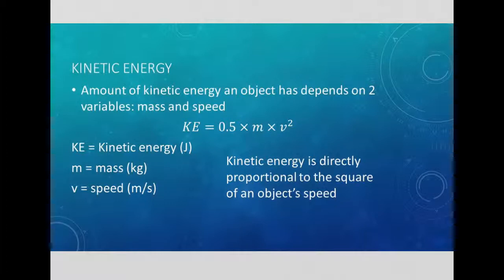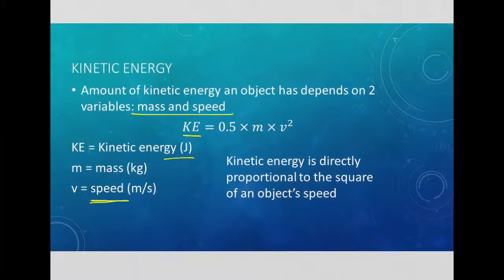Kinetic energy will depend on basically two variables, mass and speed. So while potential energy depended on mass and height, this is mass and speed. And so here is the equation for kinetic energy. We have KE, and notice similar to potential energy, we're using all capitals here, is equal to 0.5 times mass times velocity squared, or our speed in this case squared.